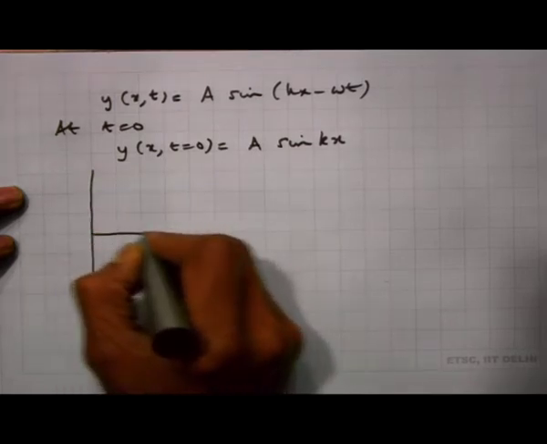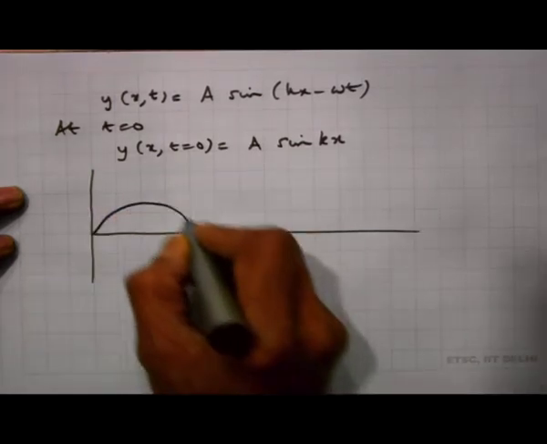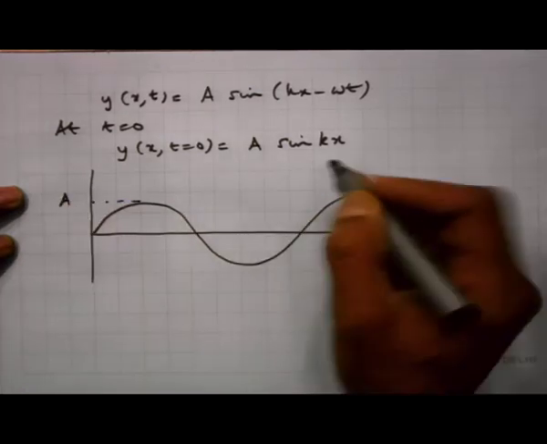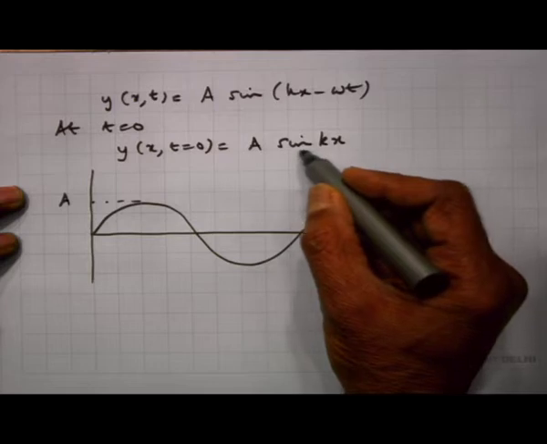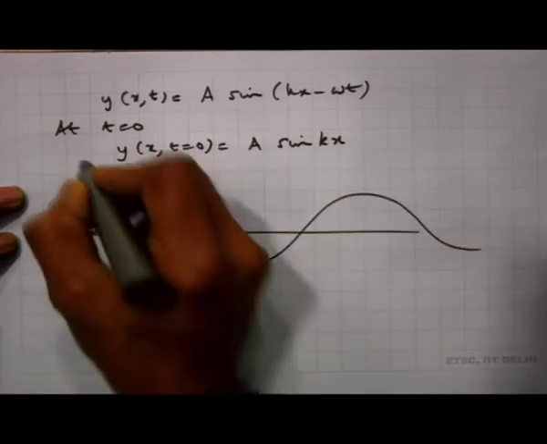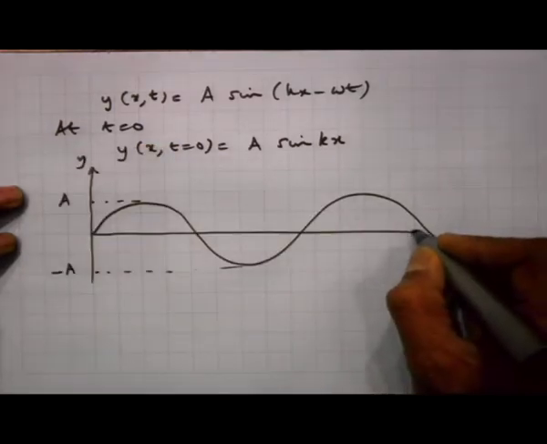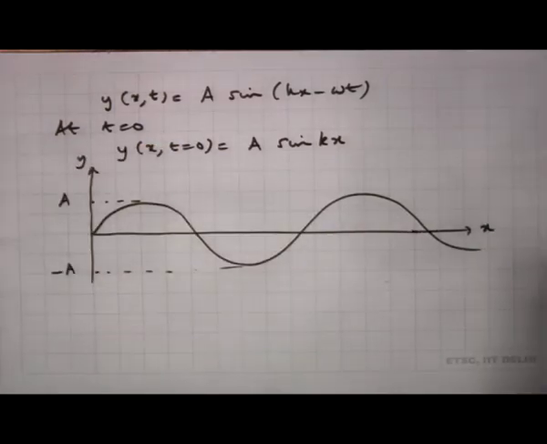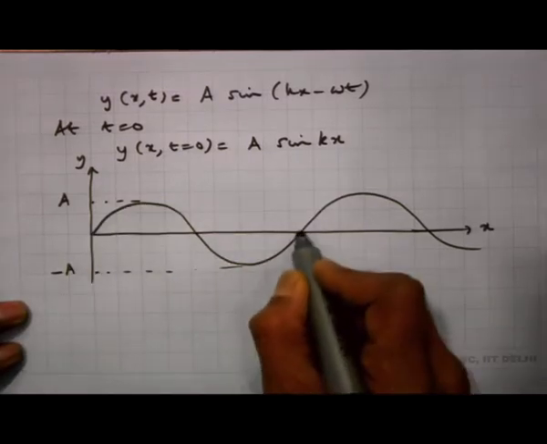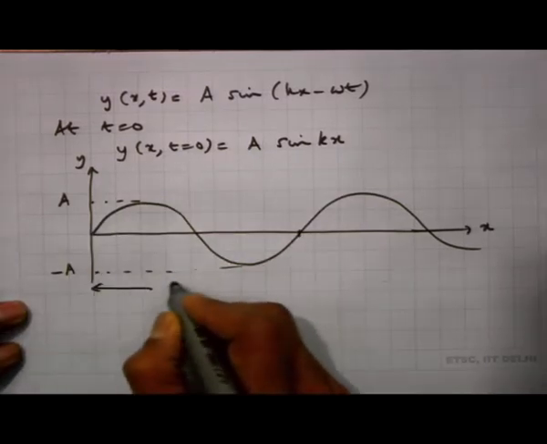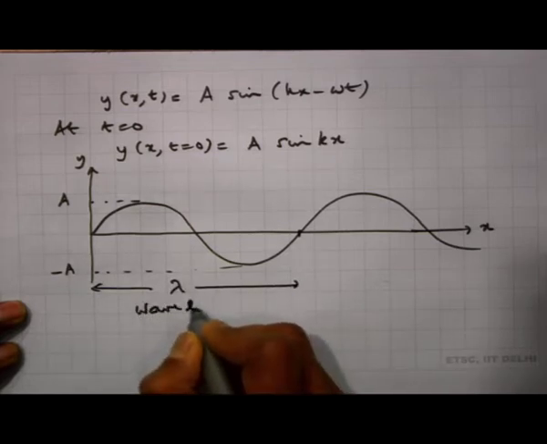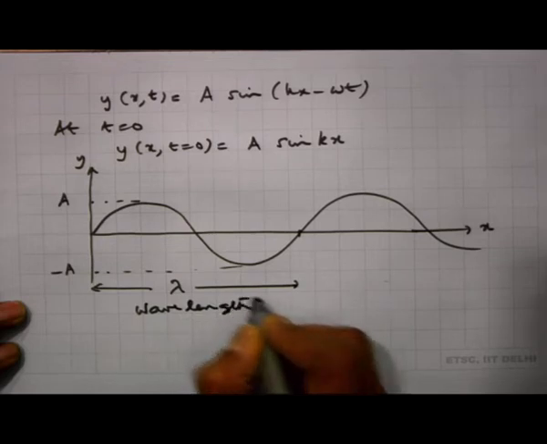So, let me draw the figure again here. A sin kx will look something like this. So, this is the amplitude A. Look here, the sine function varies between plus 1 and minus 1, so it goes from plus A to minus A. So, this is y as a function of x. It is a sinusoidal function which repeats after every this distance. This distance is referred to as the wavelength of the wave.